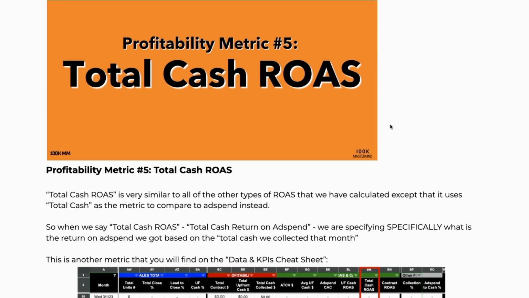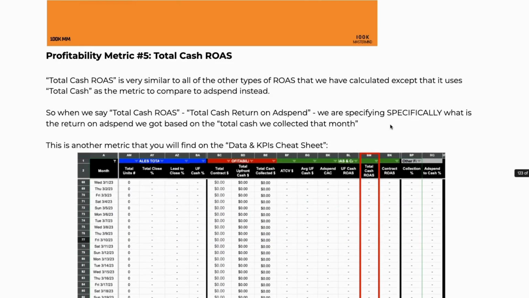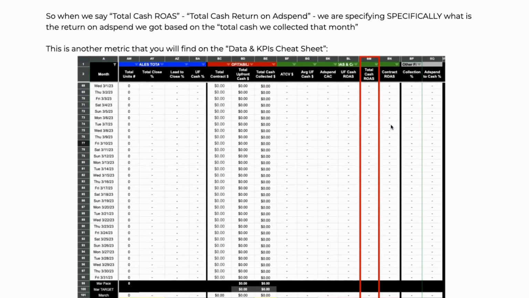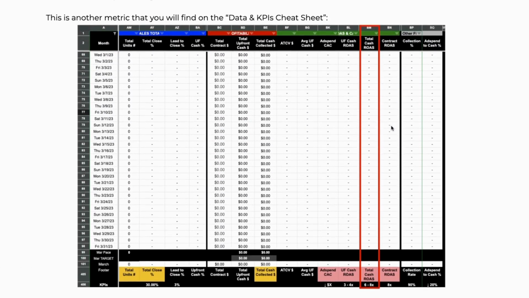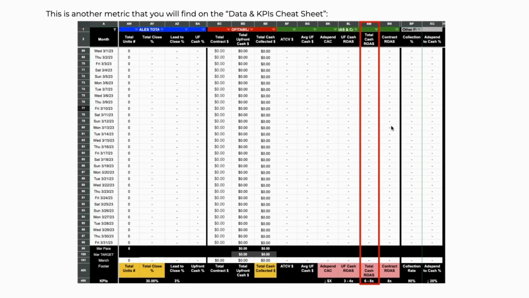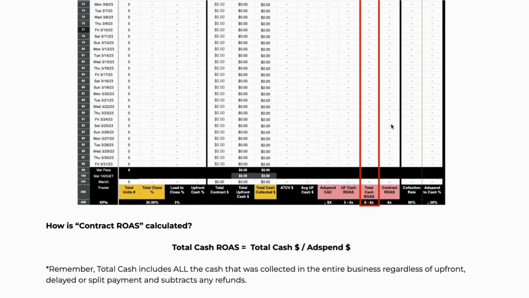And so again, this is another metric that you are going to find inside of both your cheat sheet as well as on your master tracking sheet, okay? Total cash ROAS, this is automatically calculated. There is a KPI for it that we'll talk about in just a second, but total cash ROAS is total cash divided by ad spend. Again, remember we say total cash because we're talking about all the cash that was collected in the entire business, regardless of upfront, delayed, other cash, minus backouts, all that stuff.